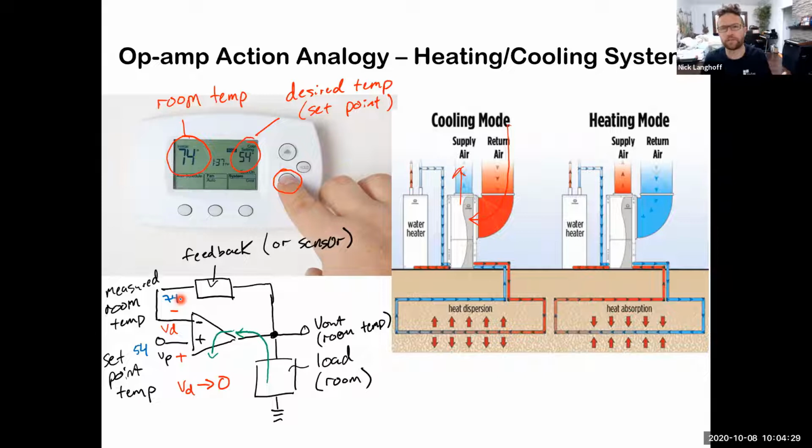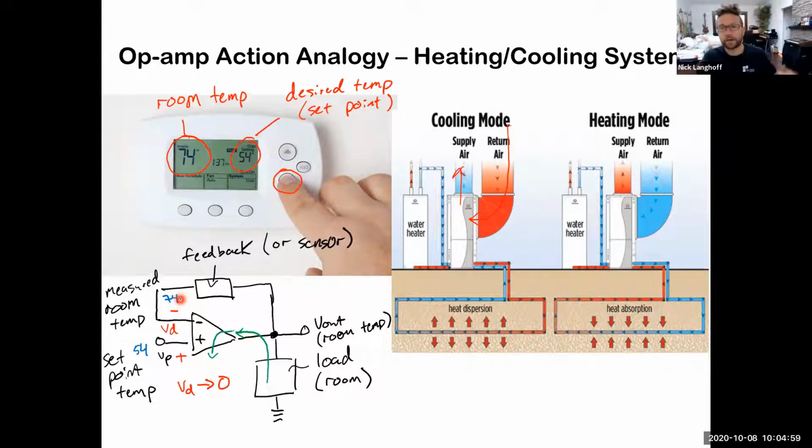So you're actually familiar with the idea of negative feedback, using negative feedback to compensate and bring the system into compliance. In other words, make the measured thing equal to the set point. And that's what an op amp is. It's a small little electronic control system.